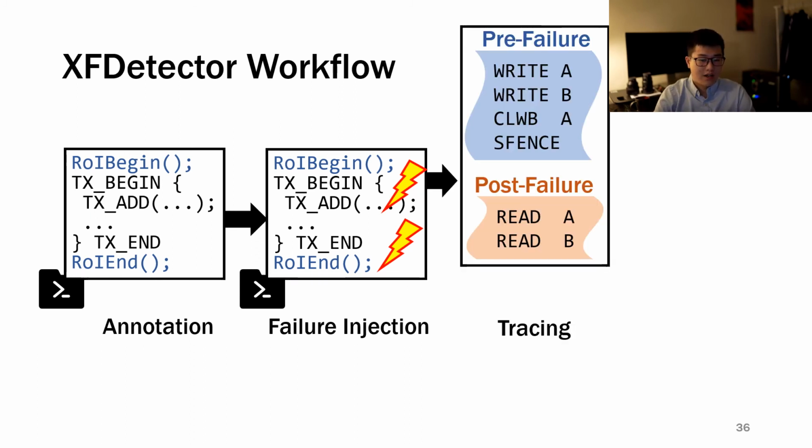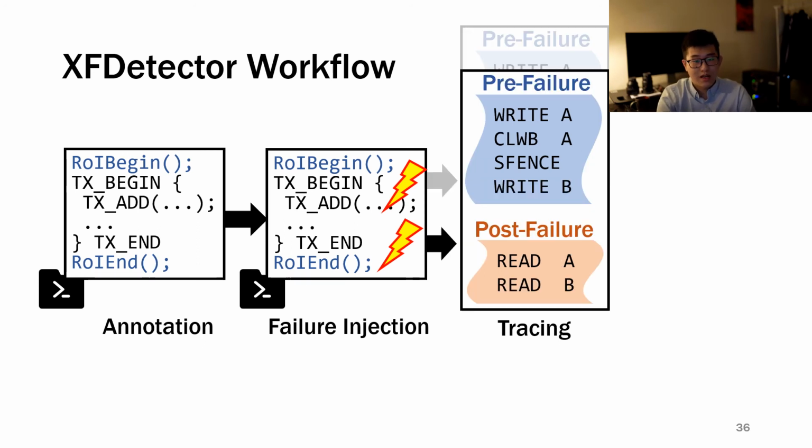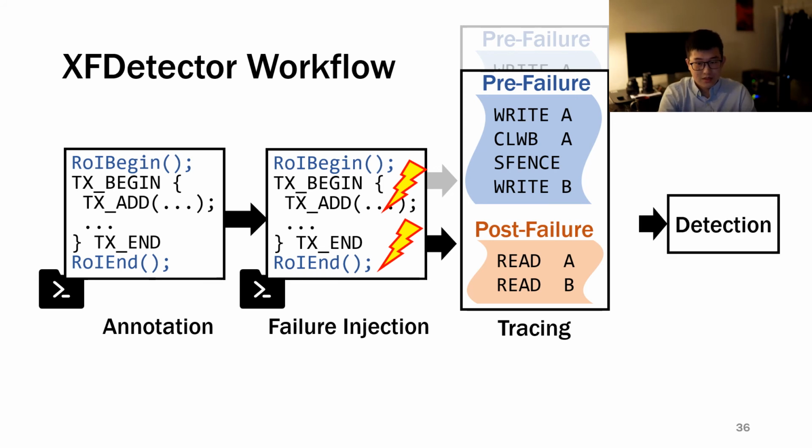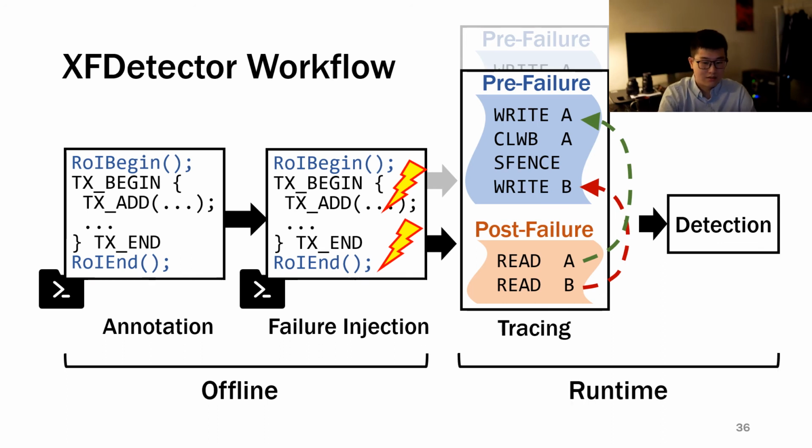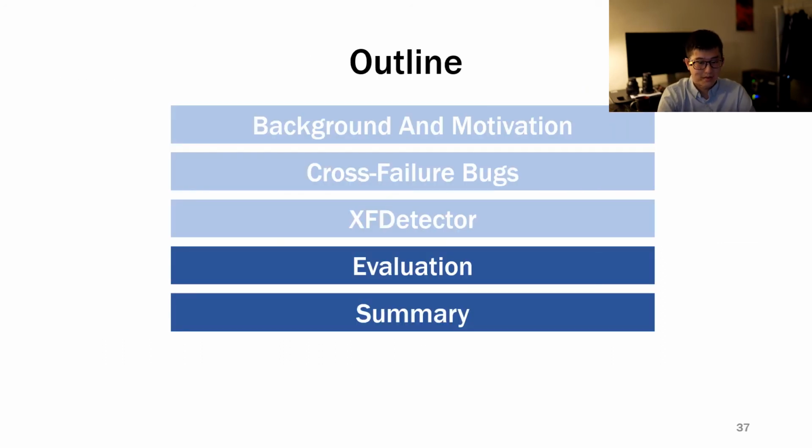And then at runtime, the cross-failure detector performs tracing, having the pre-failure trace and post-failure trace for both of the failure points in the example. And then it detects the bug by replaying the trace and see whether there's any incorrect cross-failure interactions. And the first two stages are performed offline, and the last two stages are performed at runtime.